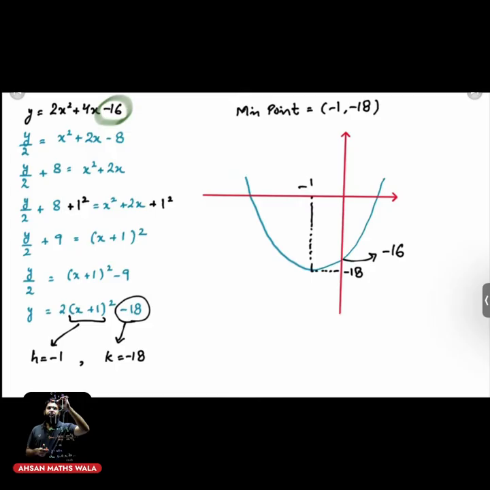Okay, so there is this formula, a times x. I suppose you should not use this formula. That's a derived formula. I should say you should avoid this formula.